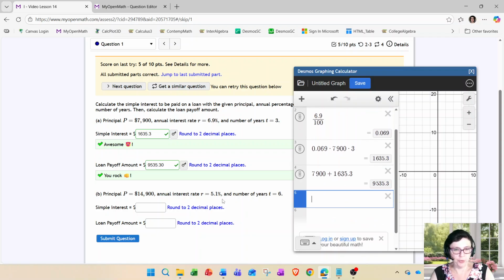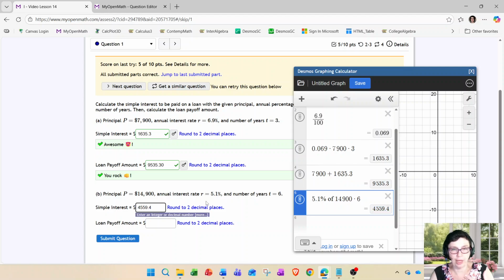Okay, now let's take a look at the second example. So start with the rate. So it's 5.1%. Multiply that, or use this trick in Desmos of using that of something, and then 14,900, and then multiply that by the years, and that's going to give you the interest. Imagine that's just the interest in 6 years. It's like $4,559, right? Really a lot.